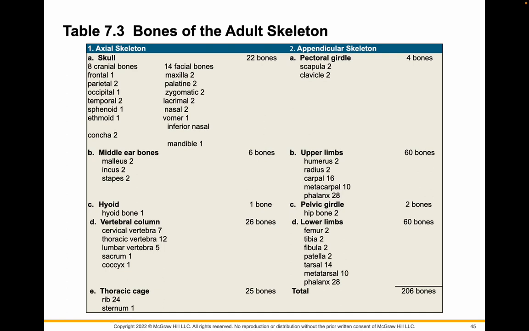Kind of interesting. Your vertebral column, all moving down the axis, and then also your thoracic cage, so the ribs and the sternum, are part of your axial skeleton. The appendicular is your pectoral girdle, what's holding your arms on, and then your upper limbs or arms. Your pelvic girdle is what holds your lower limbs on, your legs. And so that adds up to 206 bones.